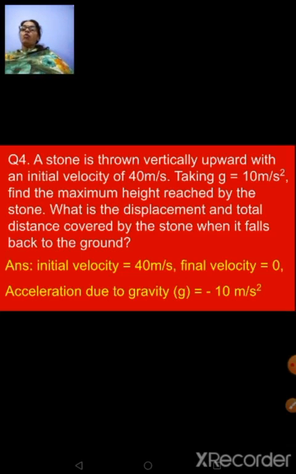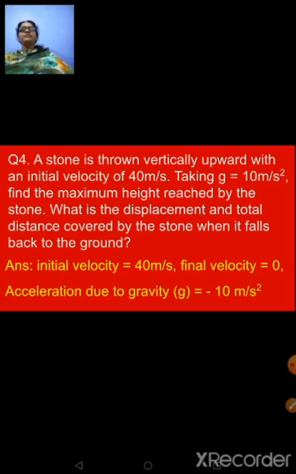And then, what is the distance, displacement and the total distance covered by the stone when it falls back to the ground? See, a stone is thrown vertically upward, with an initial velocity of 40 meter per second. What is the letter that we use for representing initial velocity? U. I have not mentioned it here, it is understood. Initial velocity is normally represented with the letter U, which is 40 meter per second.